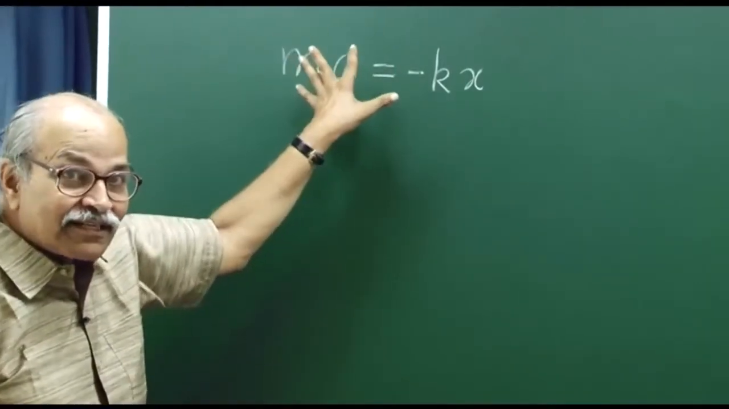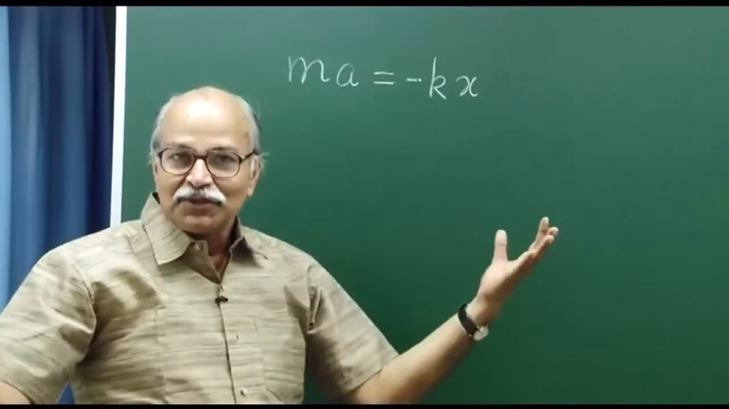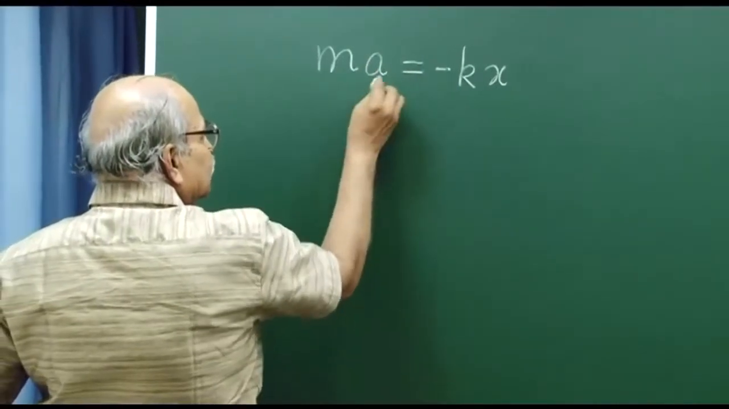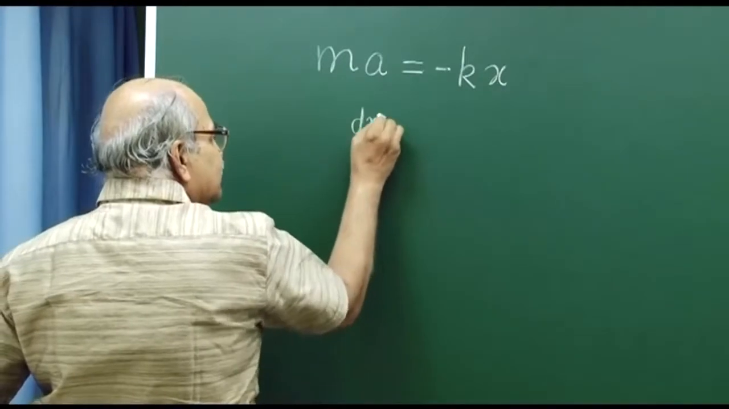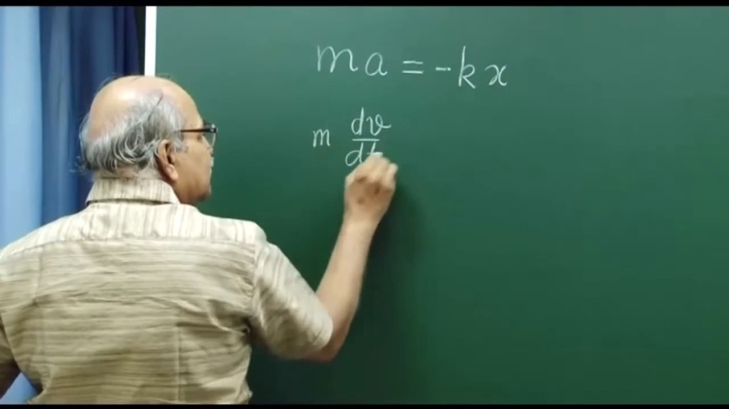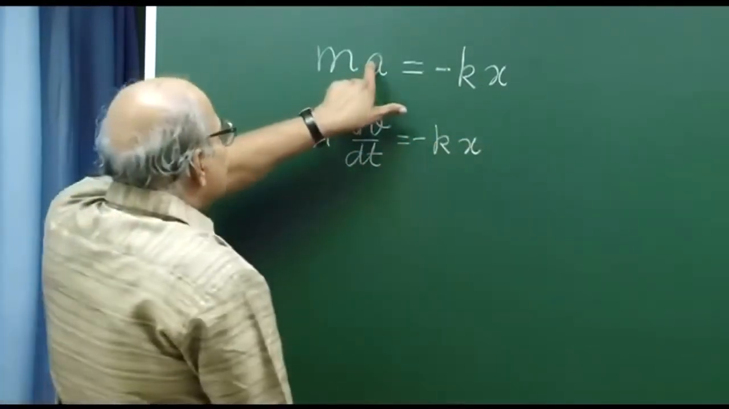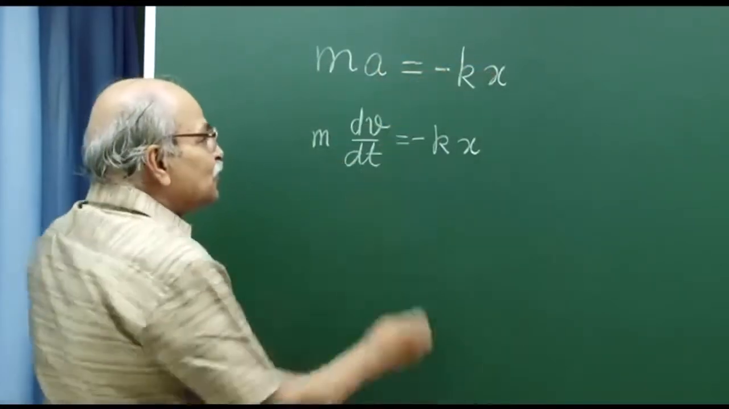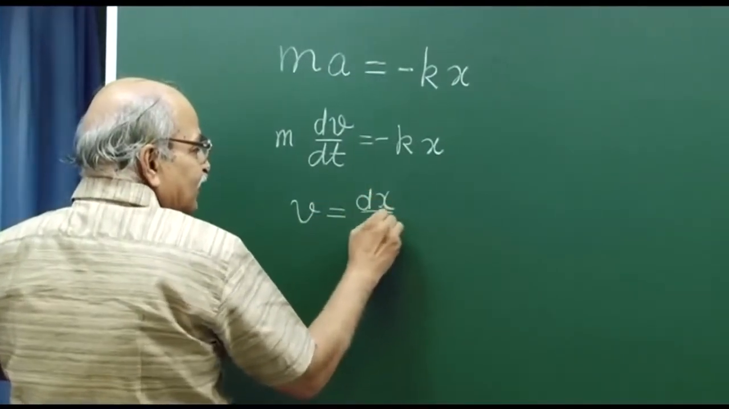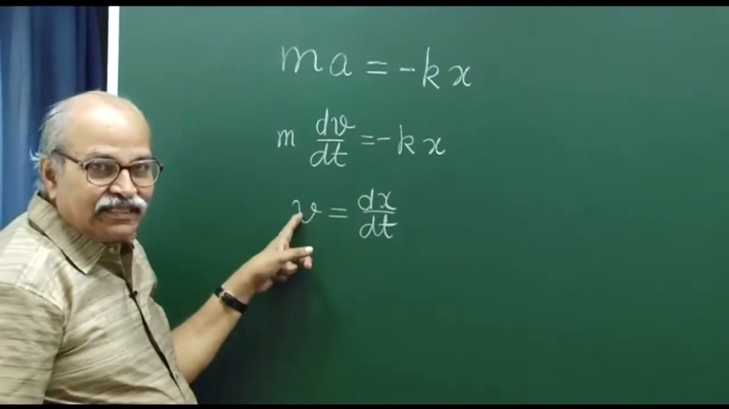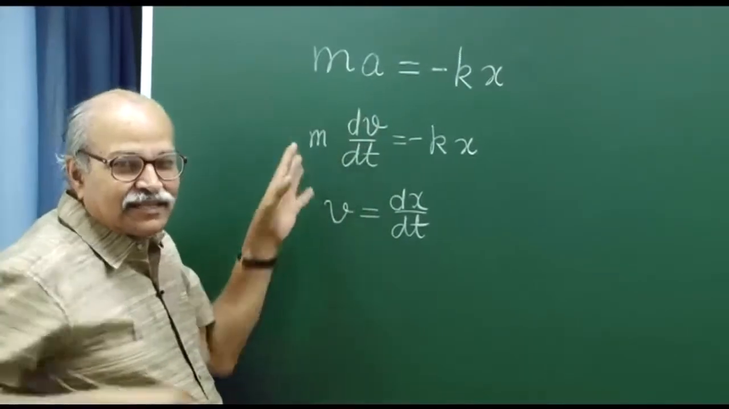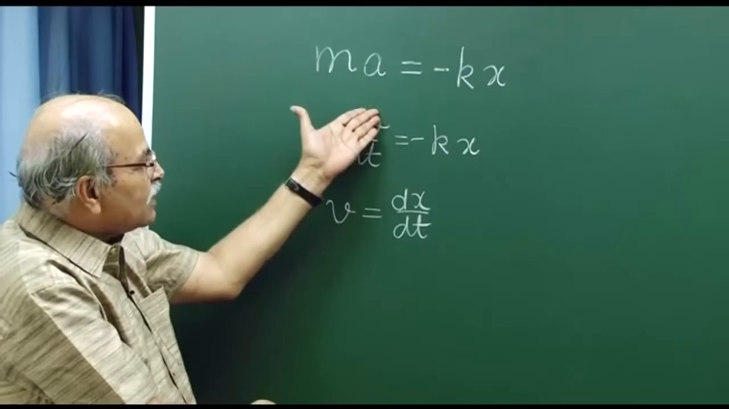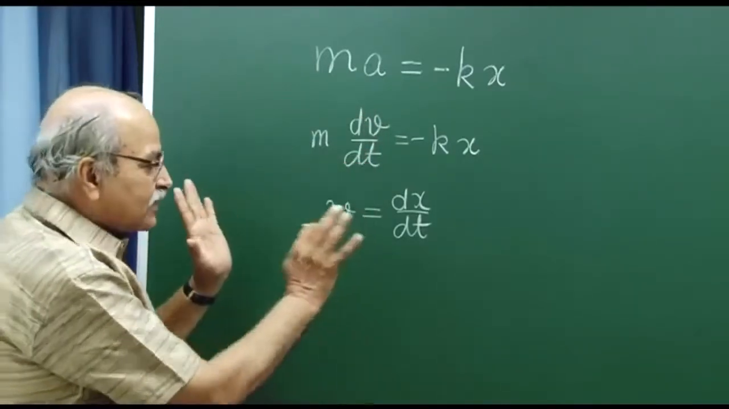I am focusing on the mathematical structure because a similar mathematical structure will be applicable to oscillations of a variety of different kinds. So, acceleration is the rate of change of velocity, which we write as dv/dt. So, it is m dv/dt equal to minus kx, and velocity itself is the rate of change of position, so this v can also be written as dx/dt. Rate of change of position is velocity, and rate of change of velocity is acceleration. These are some rules of calculus: if you know x as a function of time, you can get velocity as a function of time, and if you know velocity as a function of time, you can get the acceleration as a function of time.